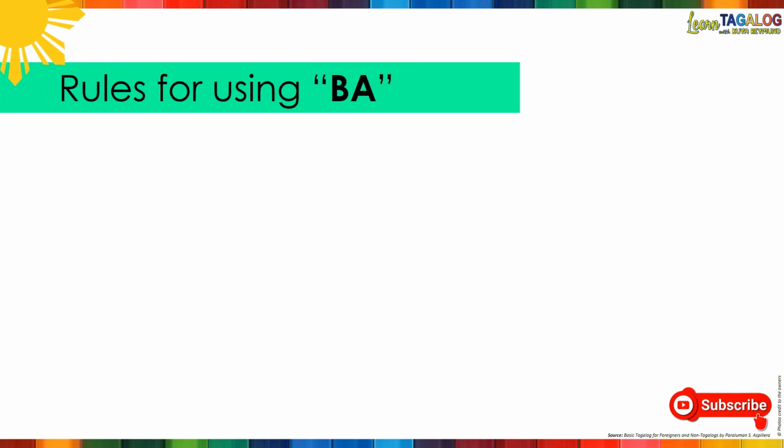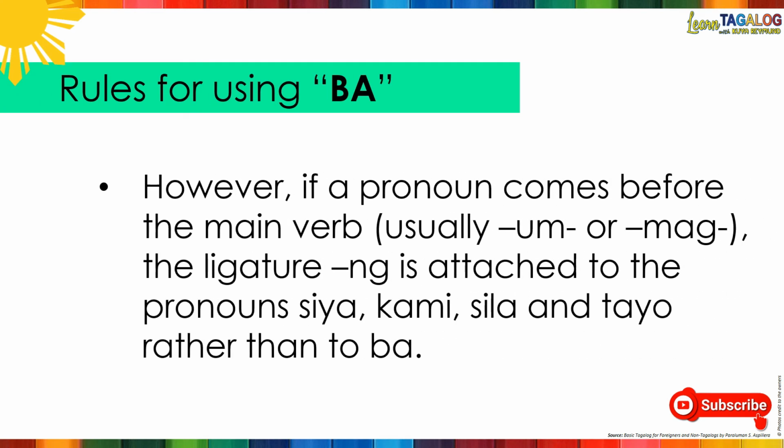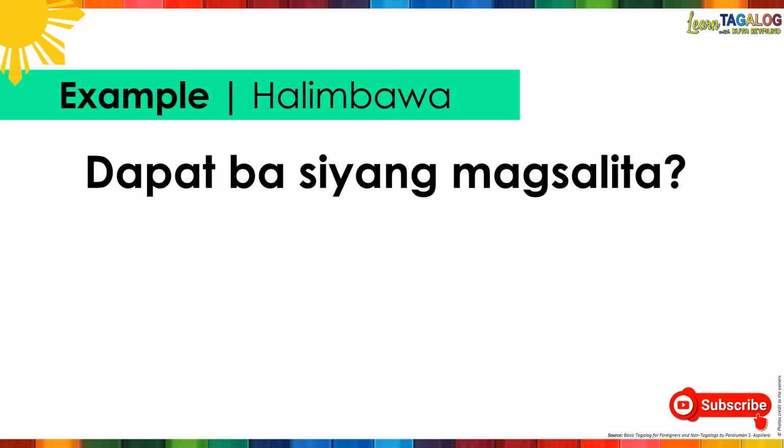Next is another rule. If a pronoun comes before the main verb, which is usually um or mag, the ligature ng or the linker ng is attached to the pronouns siya, kami, sila, and tayo rather than to the word ba or the question particle ba. We have here halimbawa, dapat ba siyang magsalita? In English, this means, should he or she speak?